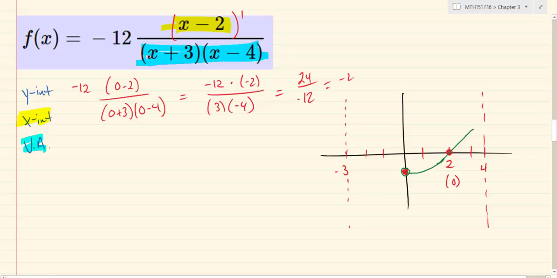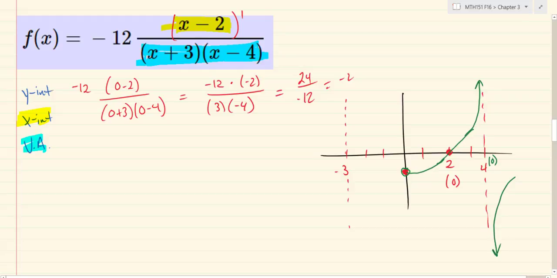We don't have that, so that means this guy's got to veer up, right? Knowing that this is an odd multiplicity asymptote, if on the left side it veers up towards positive infinity, on the right side it's got to veer down towards negative infinity.